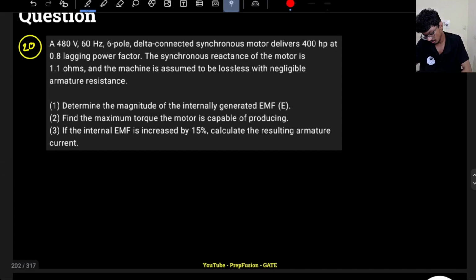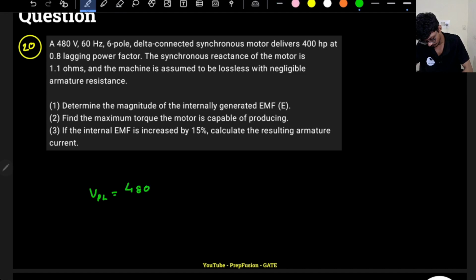Basically, a 480 volt machine. Vt is this, 480 volt. What will be the per phase voltage? Per phase voltage will be 480 divided by root 3. F is 60 hertz, P is 6 volt.